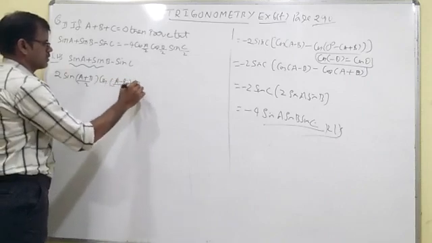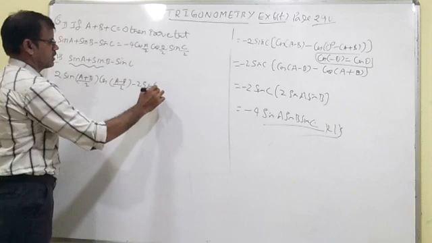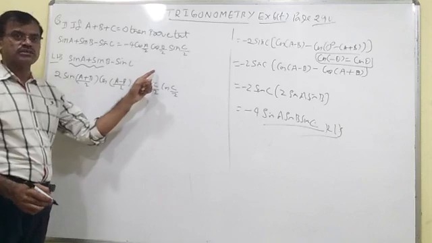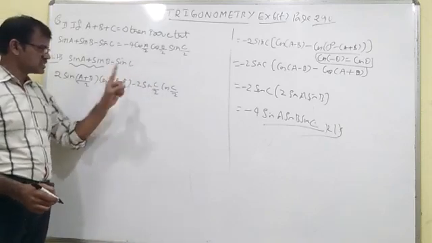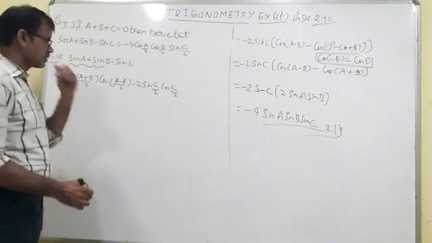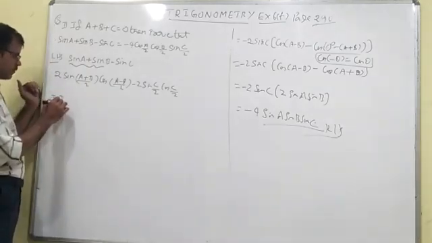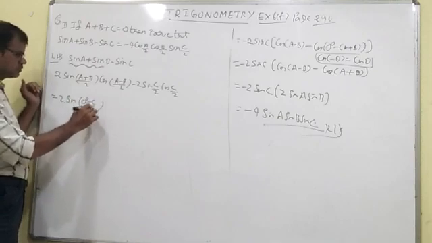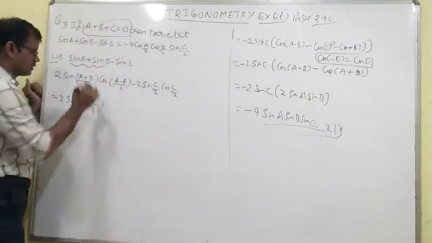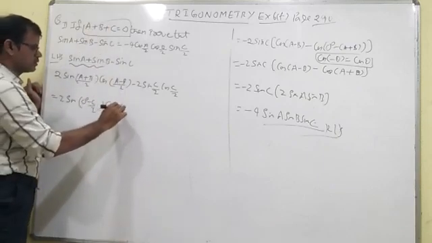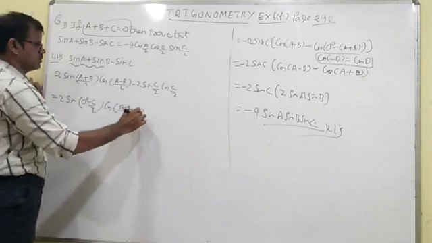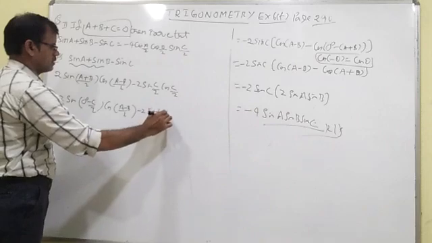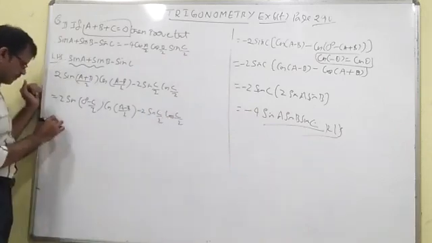Minus this is a submultiple angle formula, 2 sin C by 2 into cos C by 2, because sin 2A is 2 sin A cos A. Instead of that, you should write sin 2 C by 2, single C, 2 sin C by 2 cos C by 2. It is called a submultiple angle. Now right here sin of this is 0 minus C by 2, because A plus B plus C equal to 0.